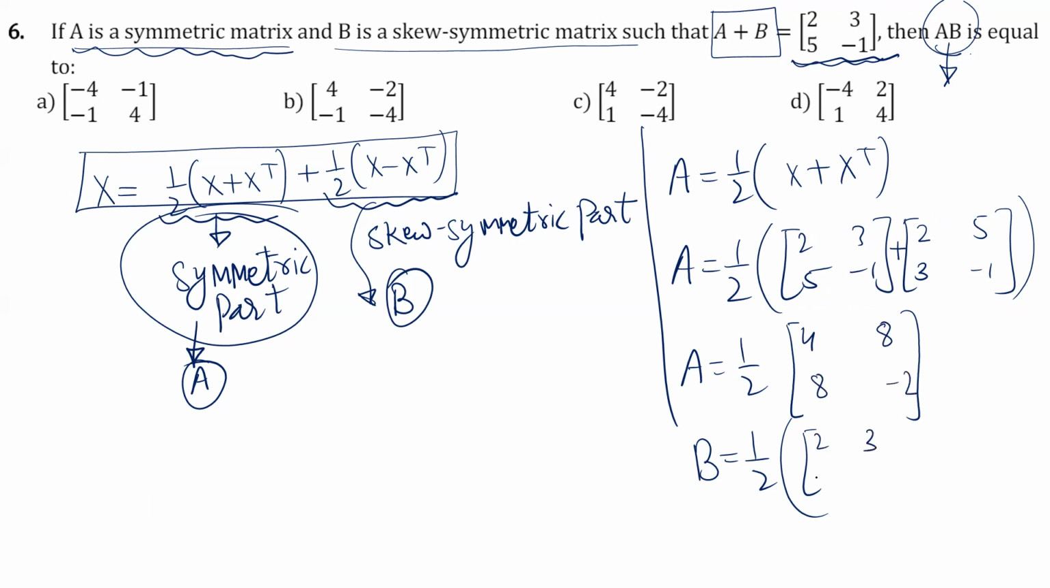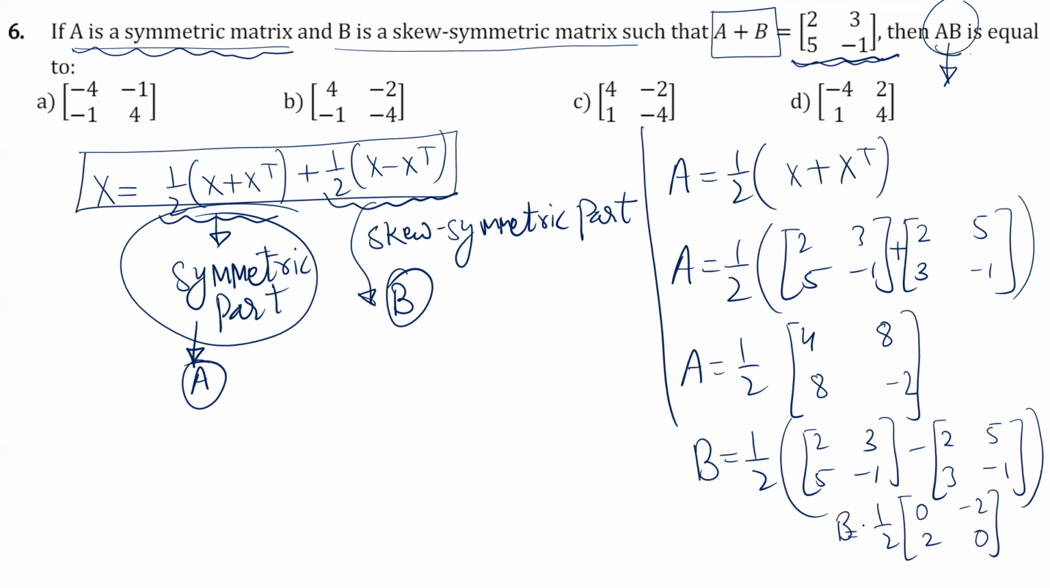And then here 2, 3, 5, minus 1, minus 2, 5, 3, minus 1. And then you can find this one by 2: 2 minus 2 is 0, 3 minus 5 is minus 2, 5 minus 3 is 2, and this is 0. So this is your B matrix.